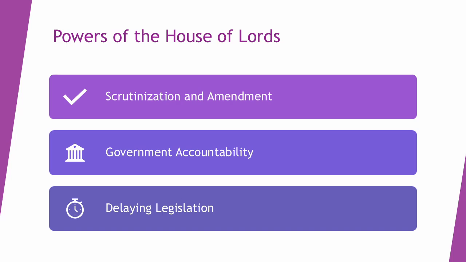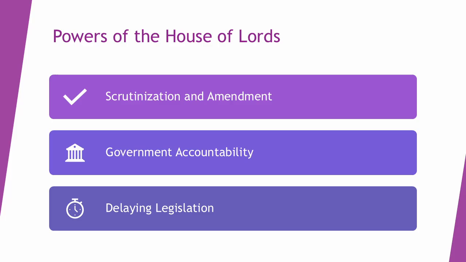The main powers of the House of Lords include scrutinising and amending legislation passed by the House of Commons, holding the government to account through debates and questions, and delaying legislation for up to 1 year. In 2022, the House of Lords exercised its power of legislative scrutiny by considering 5,244 changes to 100 bills, raising concerns and pressing the government for action on various issues.